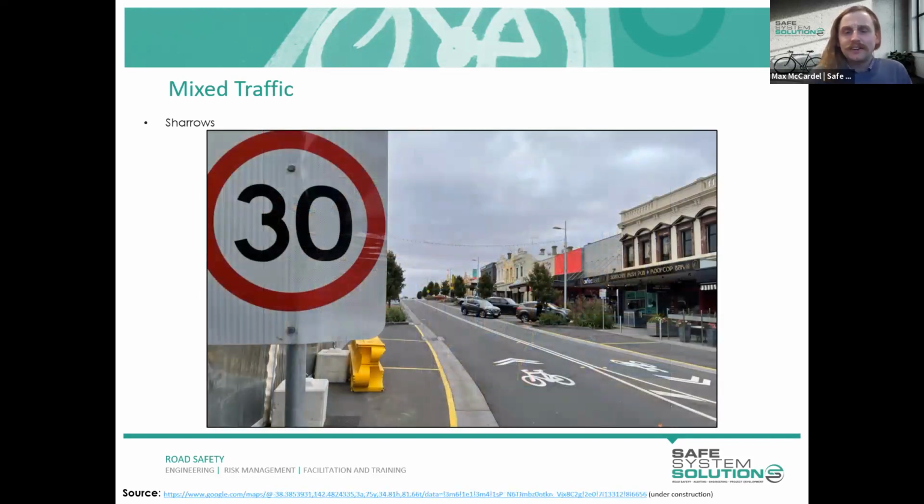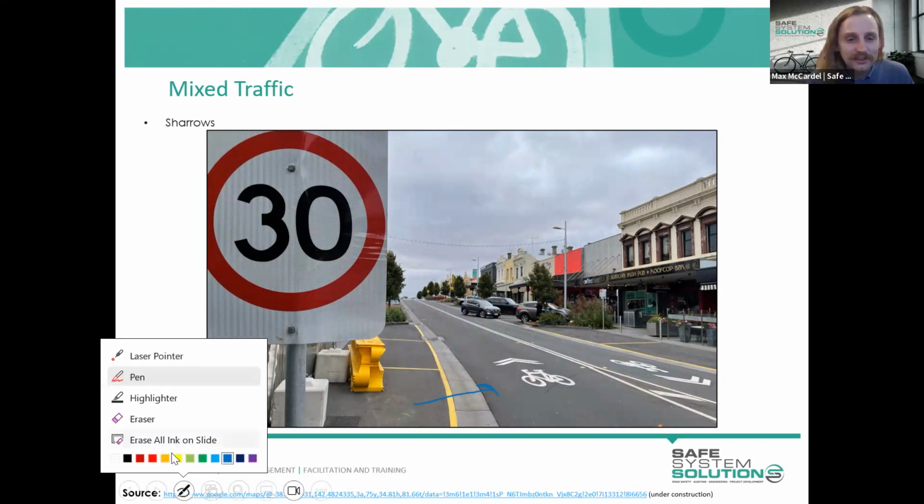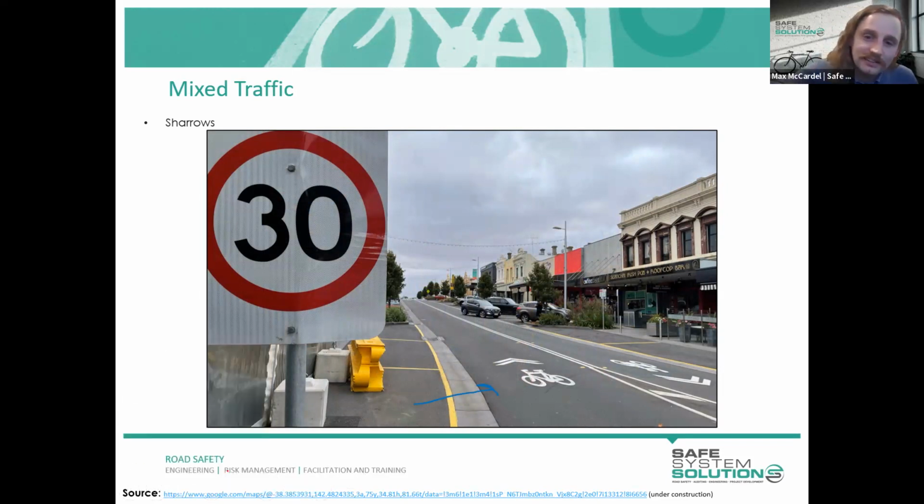Another regional town now, out in southwestern Victoria called Warrnambool, they also have implemented a 30 kilometer per hour speed limit, and they've used sharrows. So this is probably an easier example to understand what I'm talking about. A cyclist is able just to ride right in the middle here, as opposed to positioning themselves over to the left in the gutter. So it's all to do with that and communicating that.